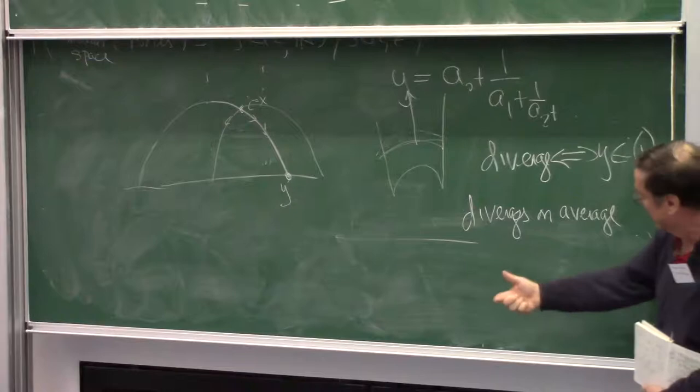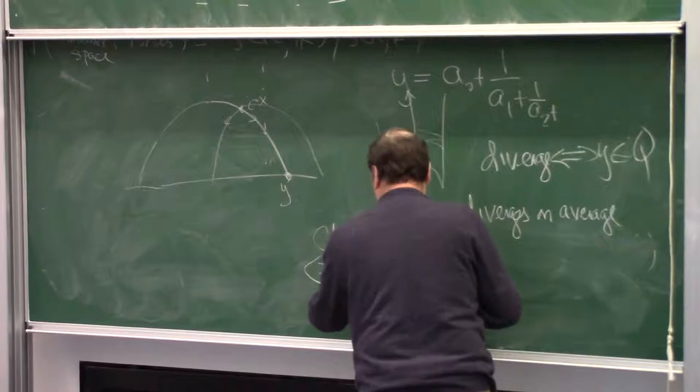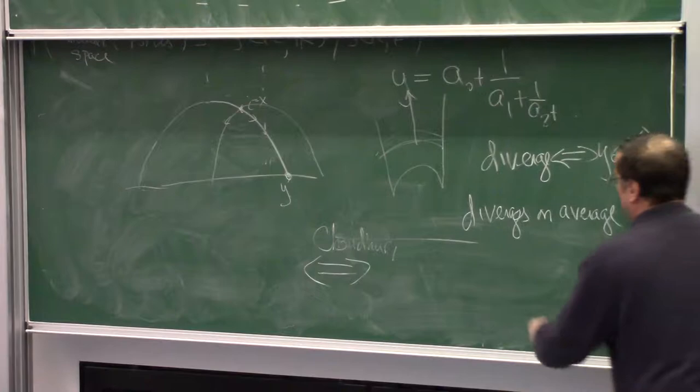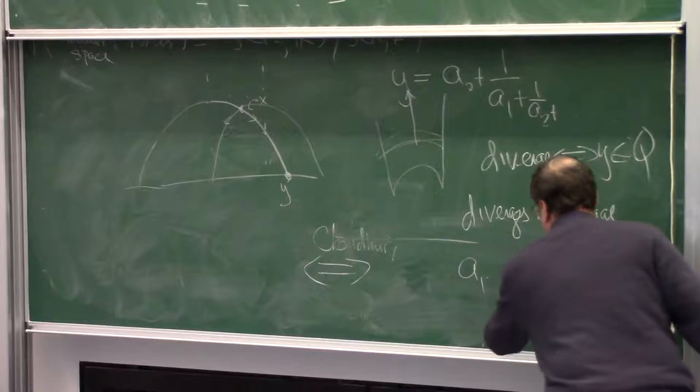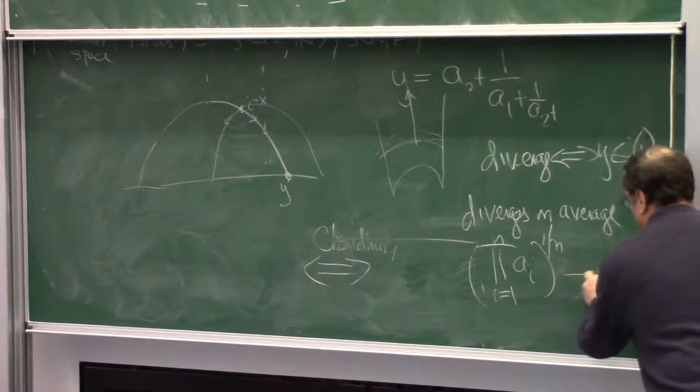And here is the condition. This was actually just recently written down by Chaudhuri. Let me explain why it works. You diverge on average if and only if the geometric mean, so you take the product of the a sub i's, i equals 1 to n, and take the nth root, goes to infinity.